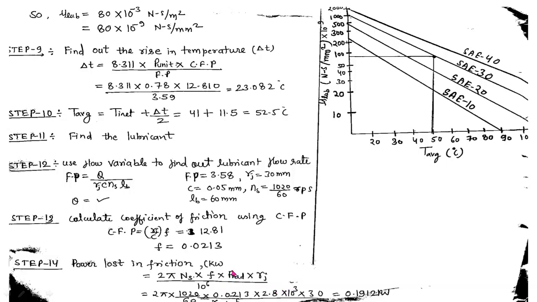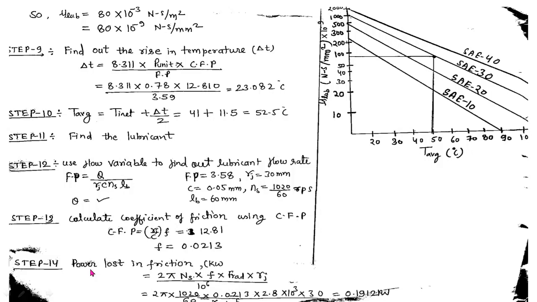Okay friend, which is equal to 2.8 into 10 raised to power 3 Newton, and Rj is the radius of the journal, which is equal to the diameter divided by 2. The diameter is 60 mm, so the radius of the journal will come out to be 30 mm. So once the values of all these parameters are put in this equation, we obtain the power. The calculation will give us power. The power comes out to be 0.1912 kilowatt. So this is the method to calculate the power lost in friction.